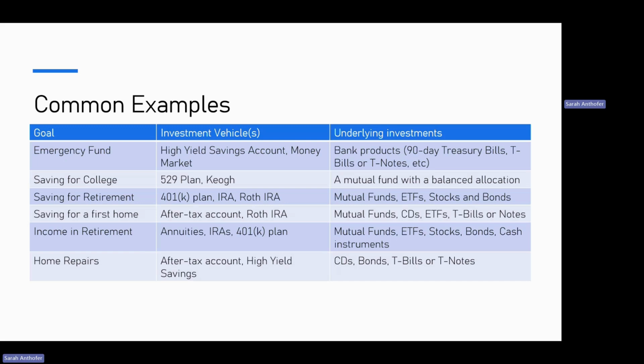Lastly, home repairs. For a home repair, I'd probably want a non-qualified account. It'd be something like an after-tax account or a high-yield savings account. This would be something where you might look at a CD or bond or T-bills, T-notes, something like that if you have a time frame that you're looking at.